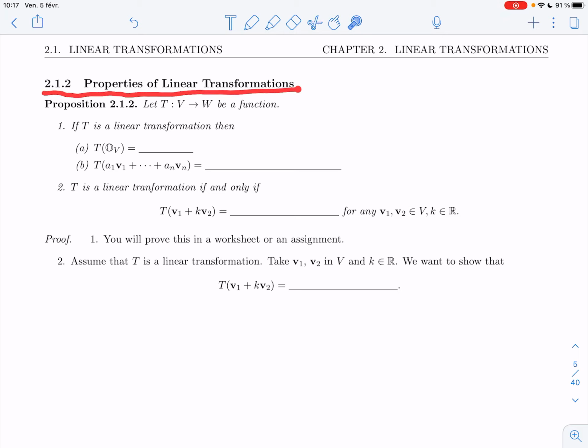2.1.1, properties of linear transformations. We're going to prove a few properties about them, and we're actually going to prove something where it's faster to show something as a linear transformation.